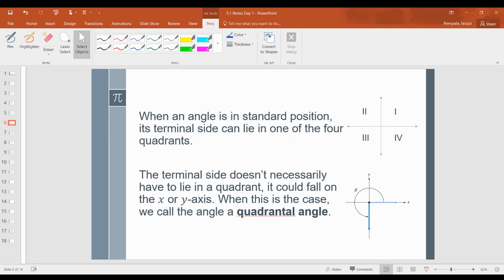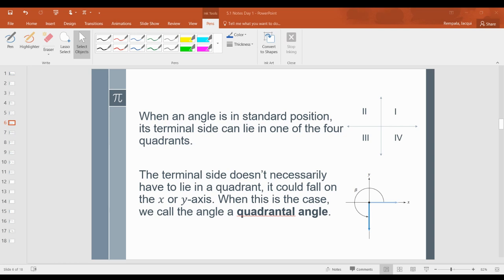When we're talking about positions of angles, the terminal side is where we're locating the angle. Just a quick reminder, we've got four quadrants, and quadrant 1 always starts in the top right, and then it moves in a counterclockwise direction. Quadrant 2 is the top left, bottom left is quadrant 3, bottom right is quadrant 4. Even though the terminal side a lot of the time is going to fall within one of those four quadrants, it doesn't necessarily have to. It could fall on the x or the y axis.